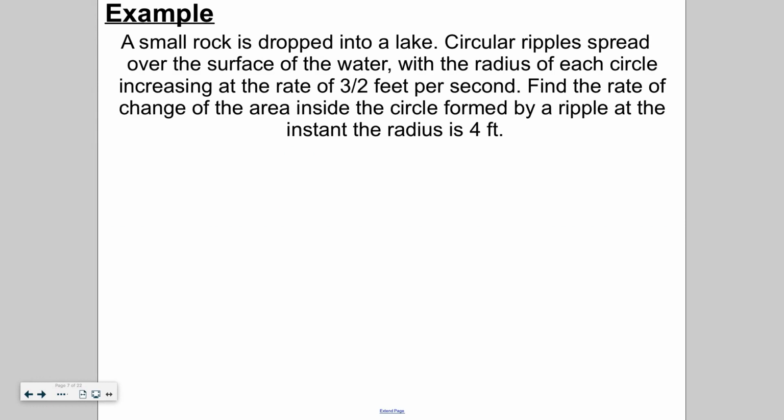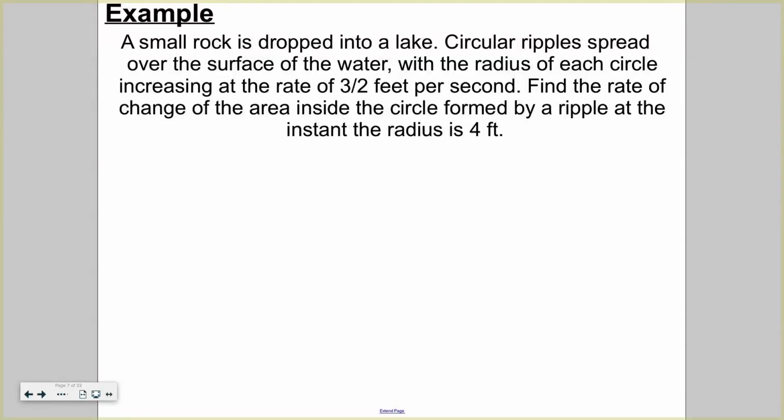Alright, so let's take a look at our first example. A small rock is being dropped into a lake. Circular ripples spread over the surface of the water, with the radius of each circle increasing at a rate of 3/2 feet per second. Find the rate of change of the area inside the circle formed by a ripple at the instant the radius is 4 feet.